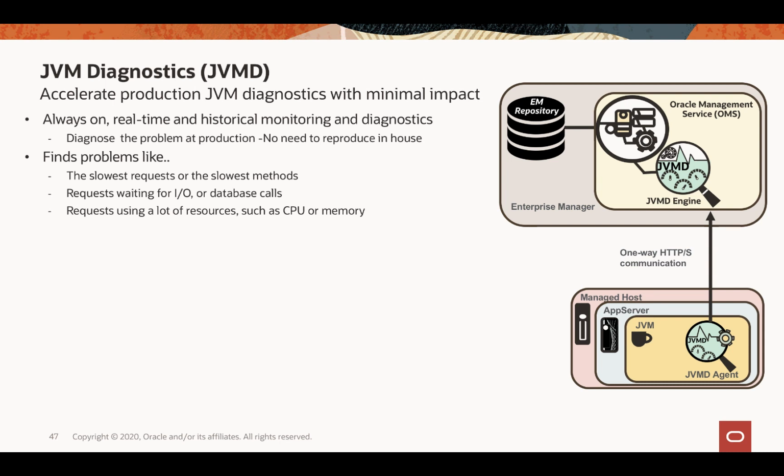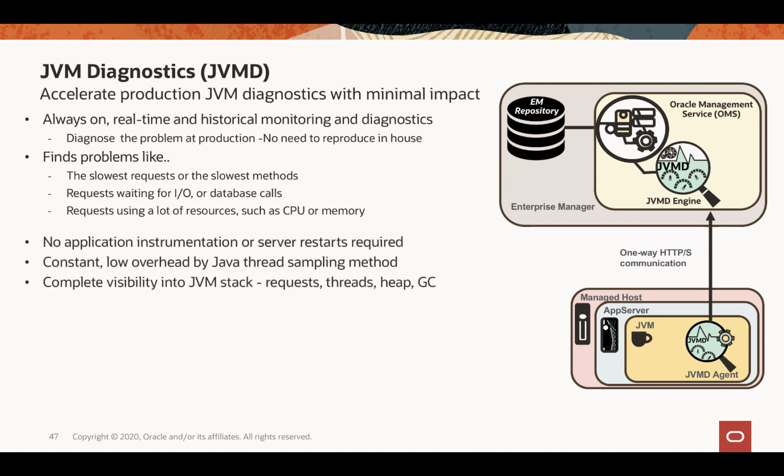And JVMD is primarily designed to be able to diagnose Java performance problems in production environment. And because we sample the information directly from the application's JVM and use that information for real-time analysis, there's no need for you to reproduce the problem in a separate QA environment. It basically eliminates the reproduction process, thus reduces the time to recovery. Some key features. First of all, it is always on, available all the time. And you can find problems such as the slowest request or the slowest methods, or a request waiting for the I/O or database, or a request using a lot of resources such as CPU or memory.